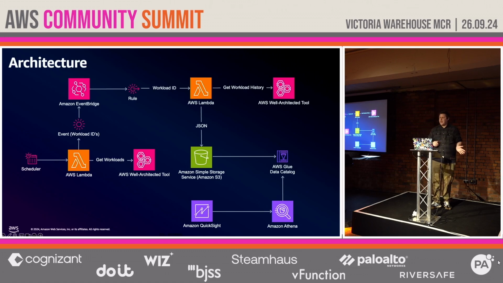The workload history Lambda outputs all of that data in JSON Lines format to S3. From here, we can catalog the JSON files using AWS Glue Data Catalog, and that allows me to run SQL queries against it using Amazon Athena. And then finally, I use QuickSight to provide visualizations of all of this data, and also the Q Gen AI features of QuickSight to ask questions of my Well-Architected data using natural language. So I'm going to walk through this architecture in code, and if the internet holds up, at least through the AWS console.